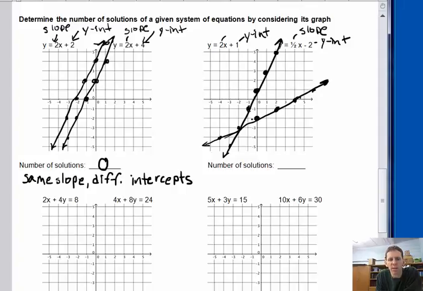And as I try to sketch these graphs here, these points appear to intersect at the point negative 2 comma negative 3. So the number of solutions is 1, and that solution was at negative 2 comma negative 3. If you have lines with different slopes, you will have one solution.